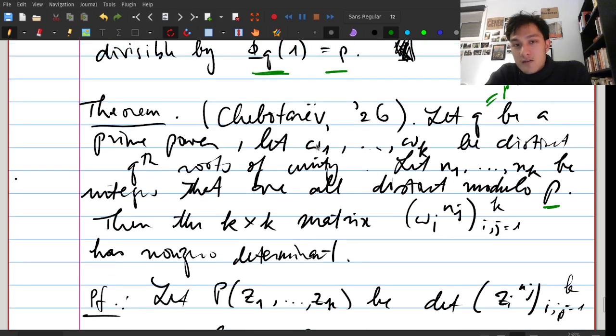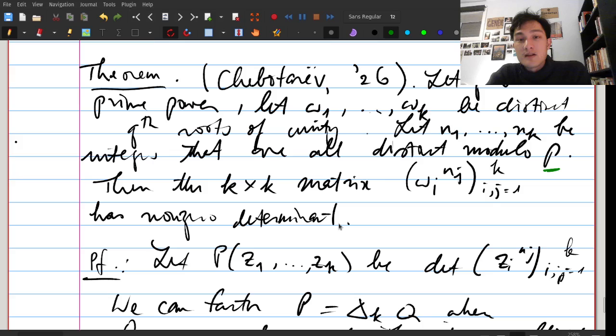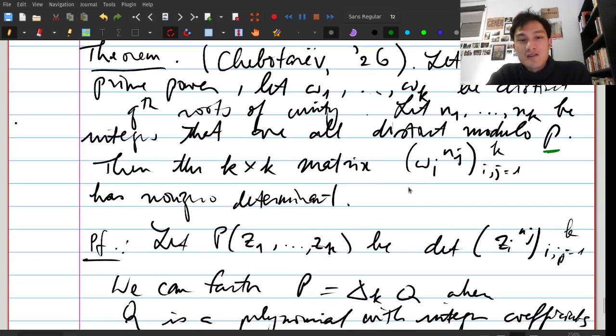So omega 1 up through omega K are actual distinct numbers, and N1 through Nk are going to be distinct modulo P. They're not just distinct numbers, they actually have to be distinct modulo P as well. Then this K by K matrix, with the ijth entry being omega i to the n_j, has non-zero determinant. And this is, of course, just that polynomial that we saw earlier evaluated at the omega i's.